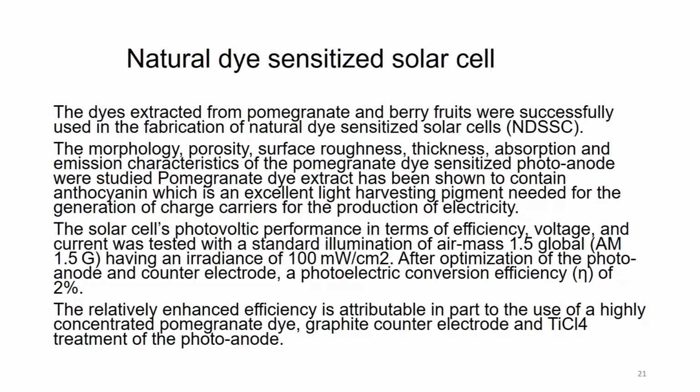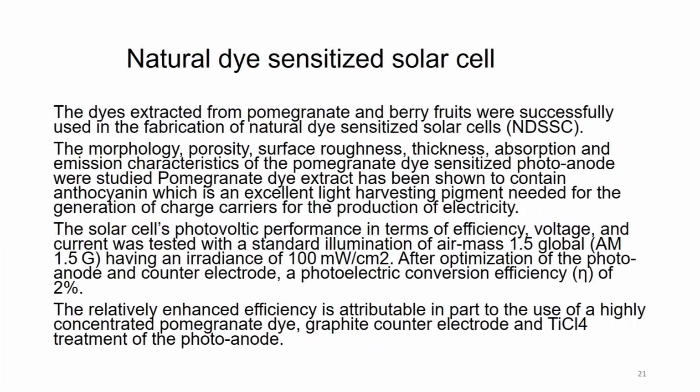So, to our great surprise and advantage, one such natural dye extract was found to be excellent in its functionality, and it is excellent in light harvesting. This pigment is very good in absorbing the sun rays. The solar cell's photovoltaic performance in terms of efficiency, voltage and current was tested with a standard illumination of air mass 1.5 global, AM 1.5 G, having a radiance of 100 milliwatt per centimeter square.